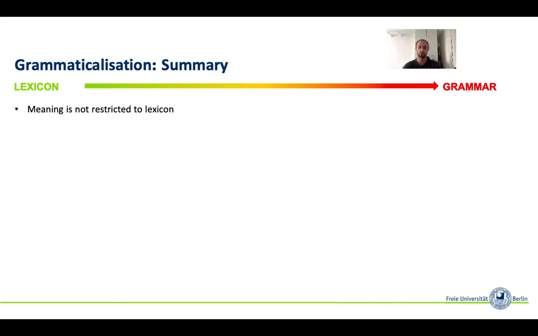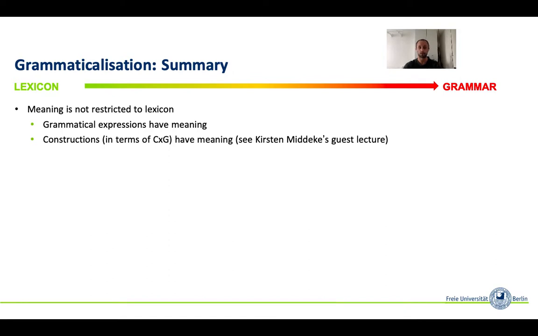Right. So what is the message here after this video? The first and most important message is that meaning is not something that is restricted to lexicon, to words such as house, cat, world, and so forth. Grammatical expressions have their own meaning as well. What we've heard a couple of weeks ago from Kirsten Middeker is that also constructions in terms of constructional grammar have their meaning as well. And what we are going to see in our next session, also entire languages, when they serve as a symbol, can also have their meaning, their indexical meaning.